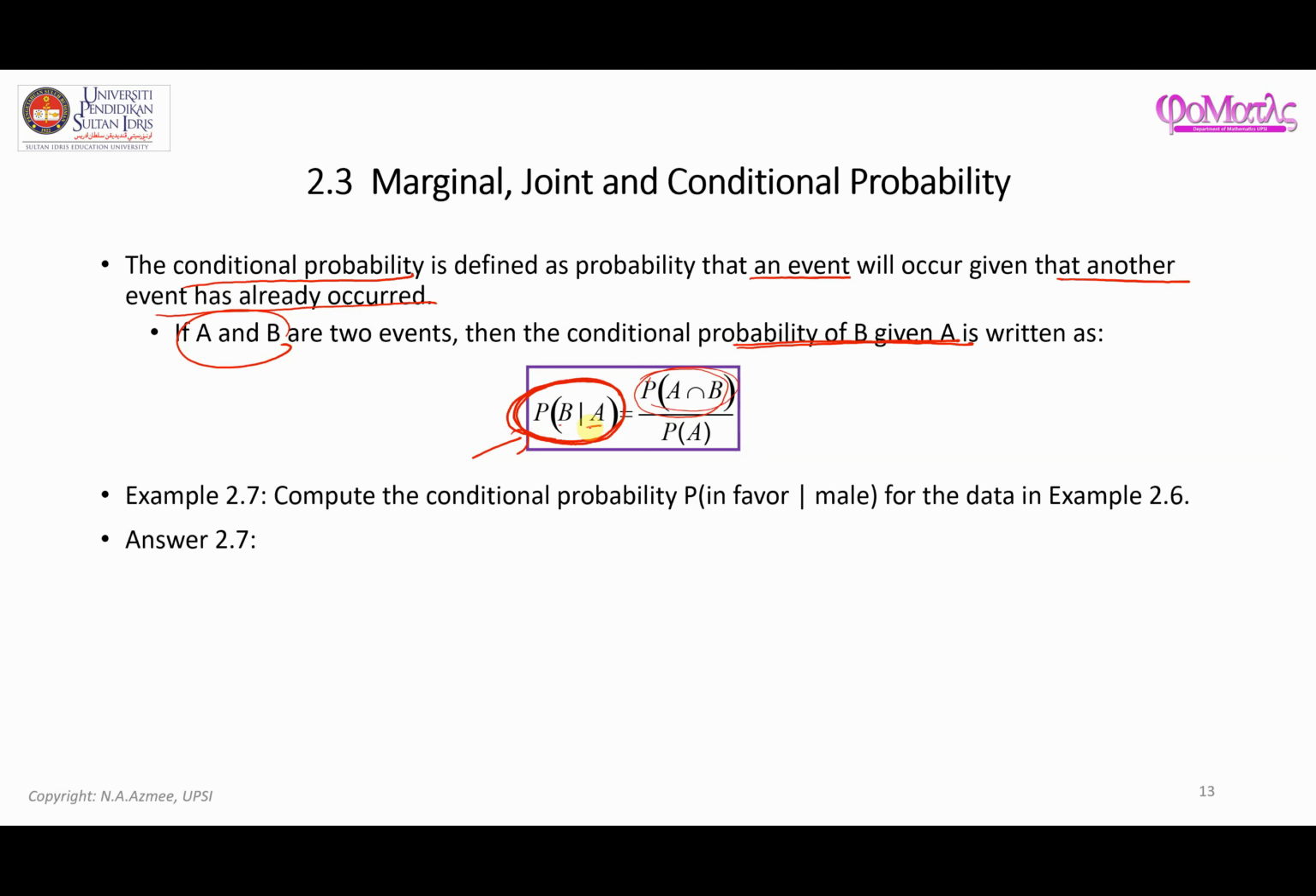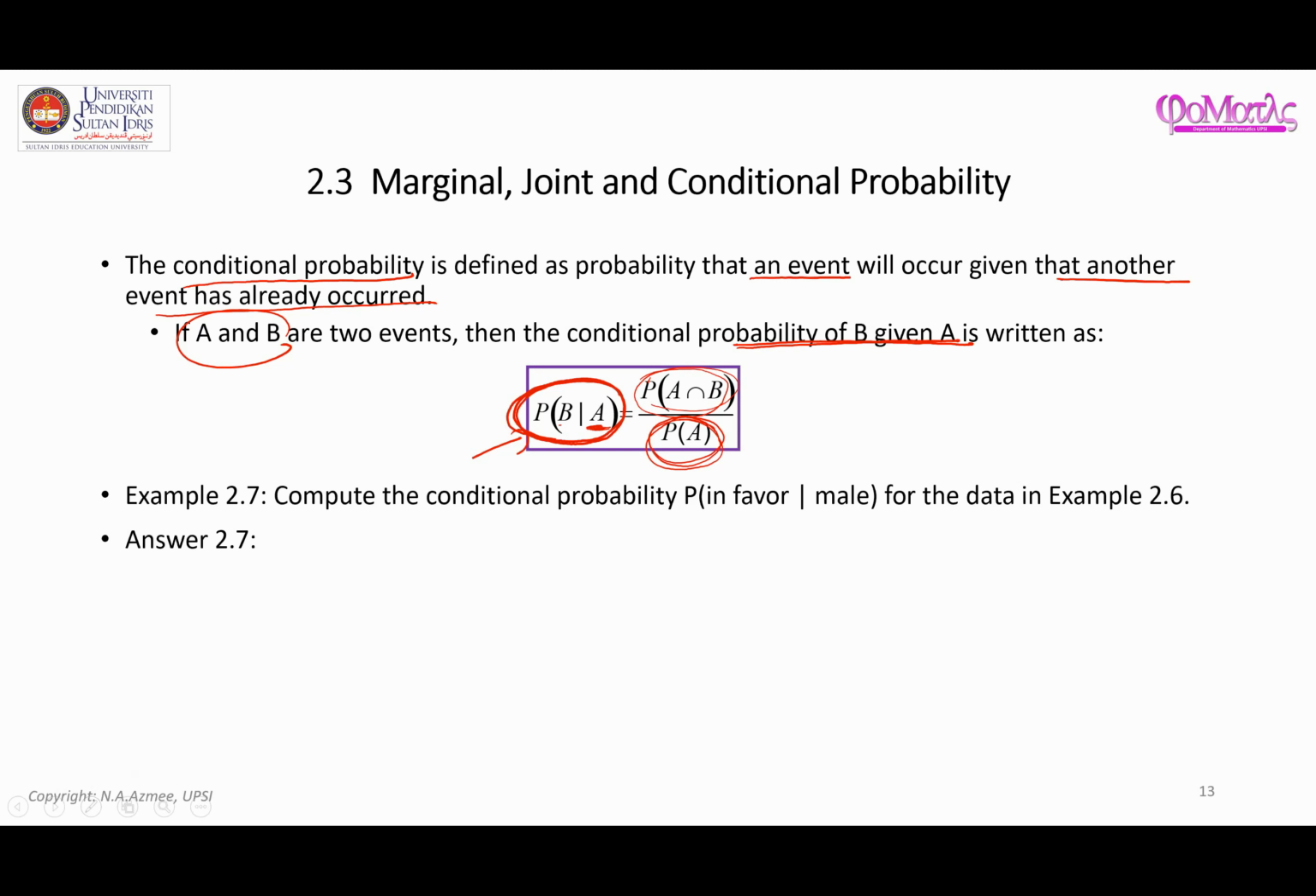And since A has already happened, logically speaking, you will know what's the probability of A because A has already happened. So since you know the probability of A, then that information is going to be supplied here at the bottom part.